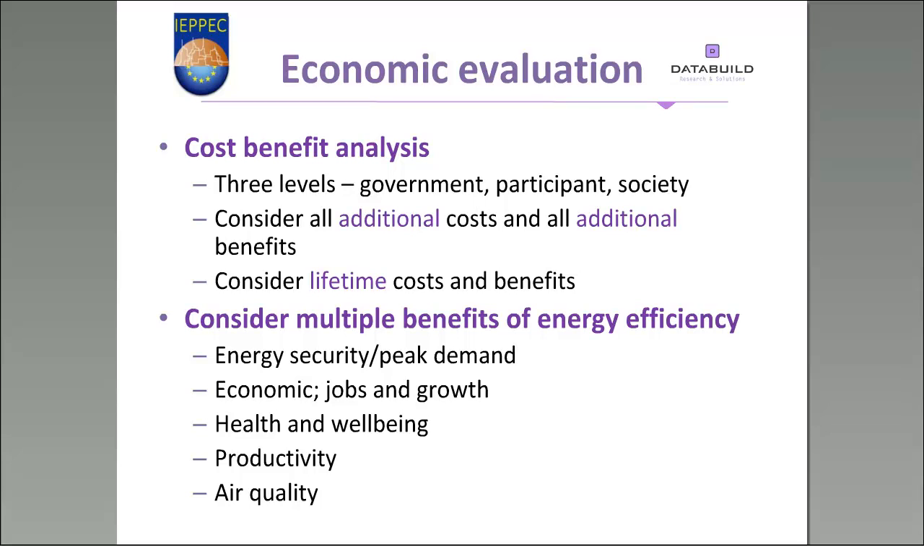And typically you would think about that at three levels. Might be the costs and benefits to government, the costs and benefits to participants, or the overall societal costs and benefits. Whichever one you choose, and ideally you would probably do government and society, it's important to make sure that you only include costs and benefits for that level. It's also important to consider all your additional costs, so the costs you have because you have the program, and all the additional benefits, so the benefits that come because of the program. So being careful not to miss anything out, but equally being careful only to have those which are additional.